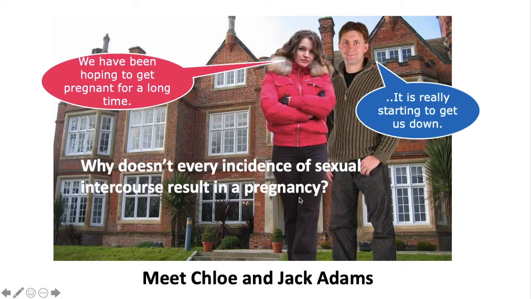Okay, so this couple have been having sexual intercourse for about a year and a half, and they've not managed to actually conceive a child or for it to end in a pregnancy. So fertilisation is either not happened, or the embryo has not managed to implant and start developing. So let's look into why not every incidence of sexual intercourse results in a pregnancy.